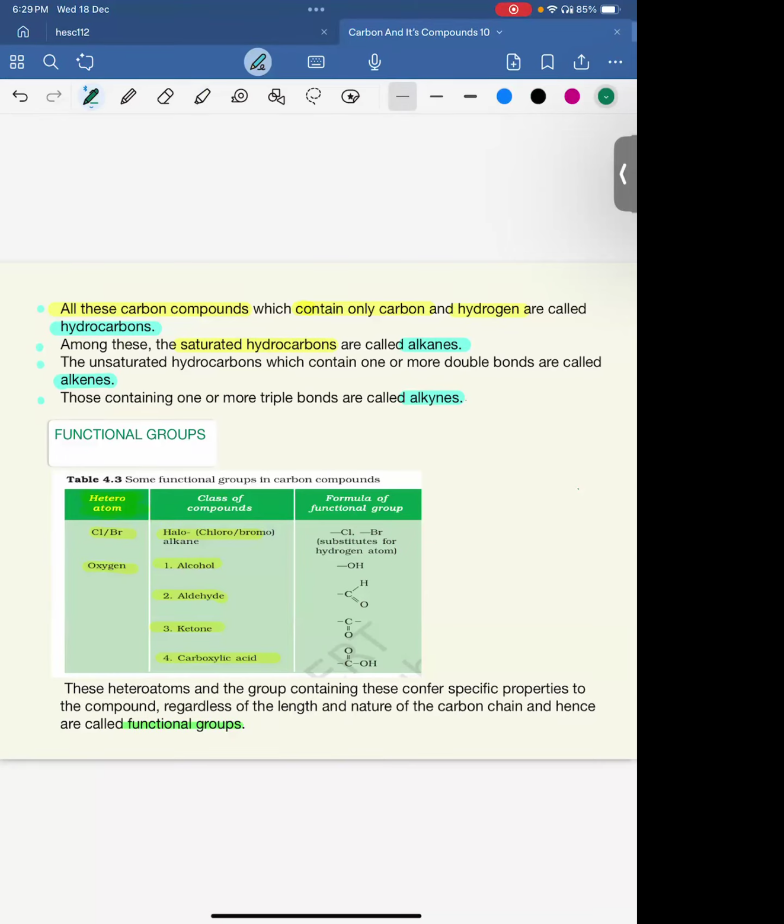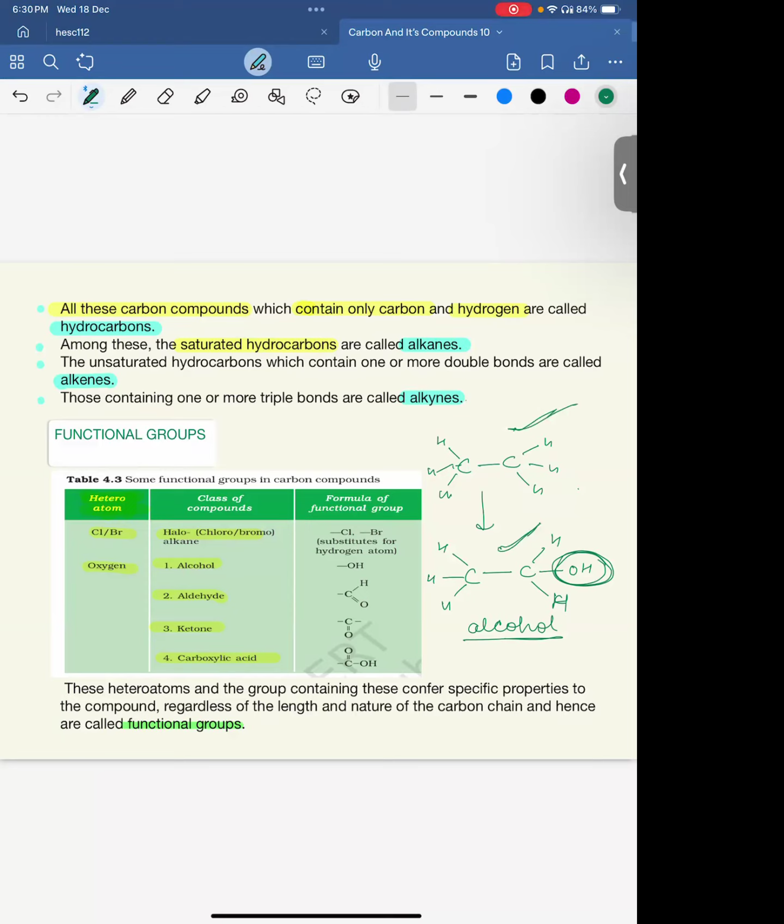For example, this was a simple alkane. Now we replace one hydrogen with an OH group. This has become an alcohol now. It has become alcohol because of this OH group. That is, its property has changed. The alkane may not dissolve in water, but this will dissolve in water because it has the OH group.